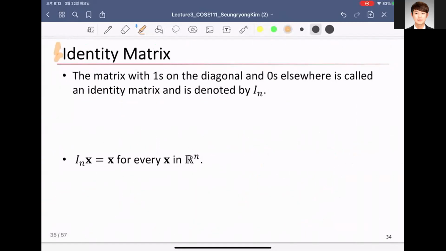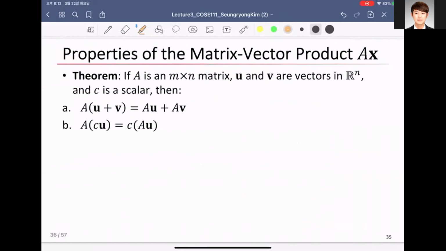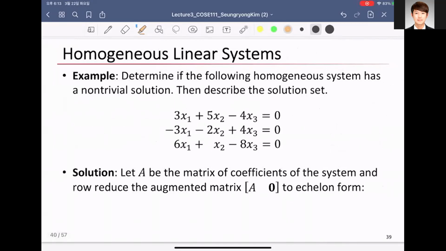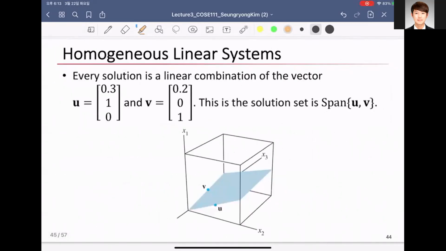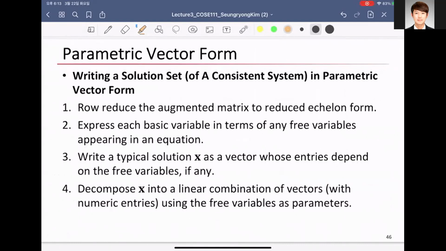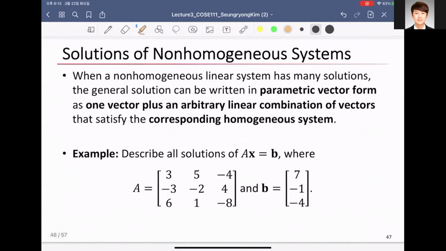Next Thursday, we will finish the lecture, chapter 1.4, and move to chapter 1.5. And we will discuss what is a homogeneous linear system. And finally, we will talk about how to represent your solution in parametric vector form. And we'll discuss how to solve the non-homogeneous system, which is the solution of AX equals B, finally, okay? Last question. Nope. Okay, this is the end of today's lecture.